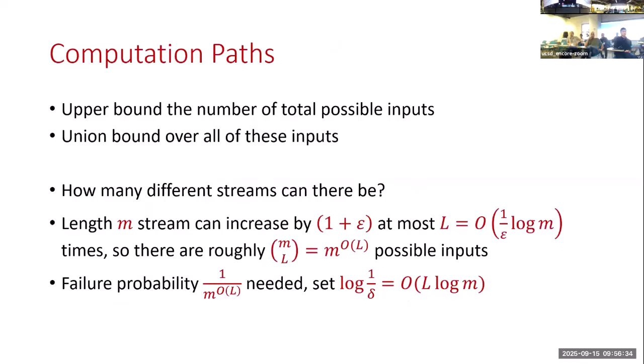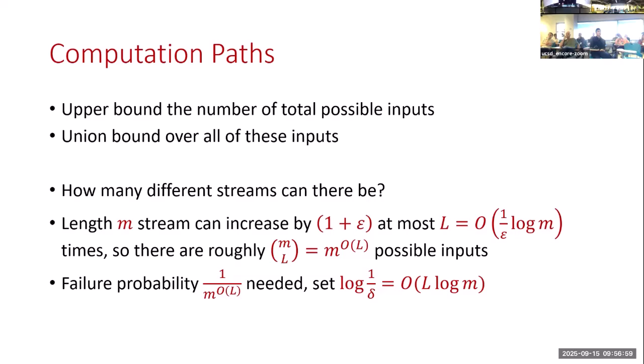Okay, so another framework that was introduced by the same paper was computation paths. I think this one didn't get as much attention initially, but recent work has shown that this is a very valuable tool. The main idea here is that we upper bound the total number of possible inputs, and just do a simple union bound over these possible inputs.